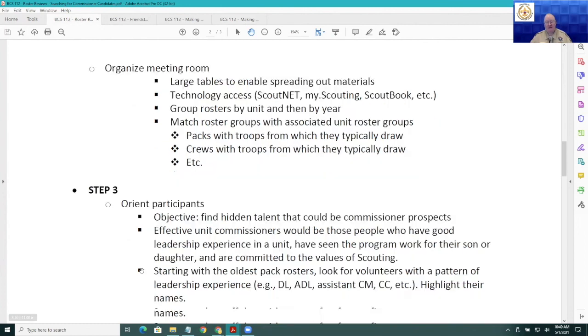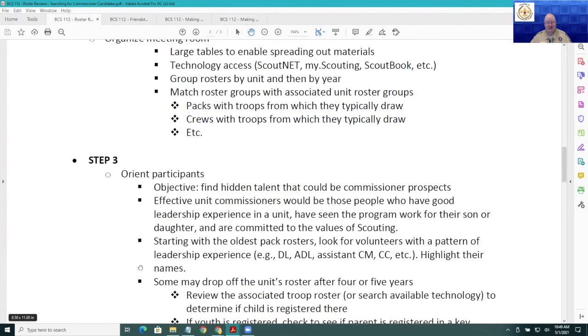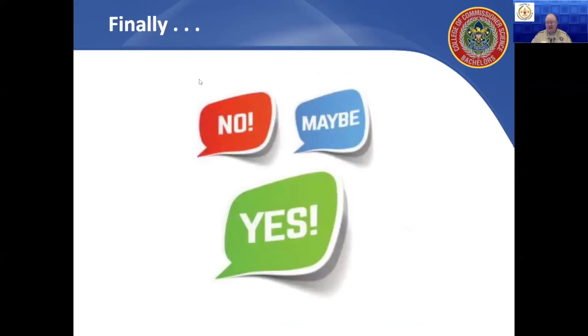I don't have time to go through all these steps and talk about them, but it is a very good outline of how to approach people and invite them to participate in scouting with us. And then after the answer, no, yes, or maybe, what do we do? We need to know. If they say yes, we let them know what to do. If they say no or maybe, we keep them and ask if we can approach them later.